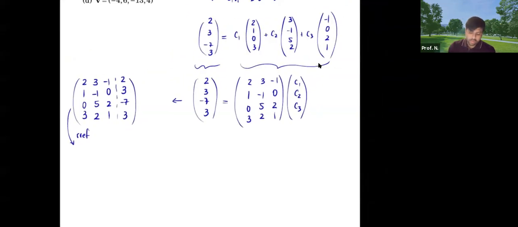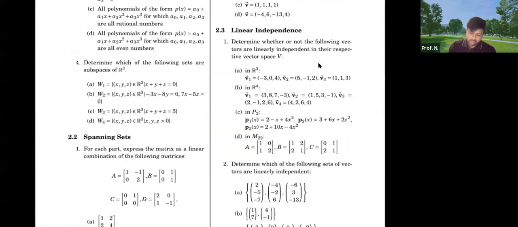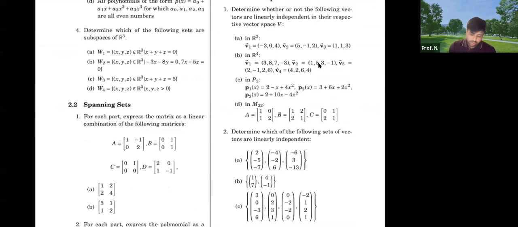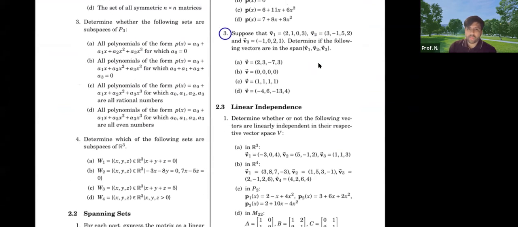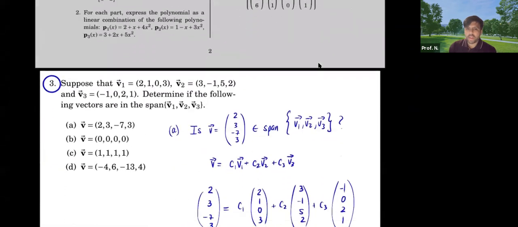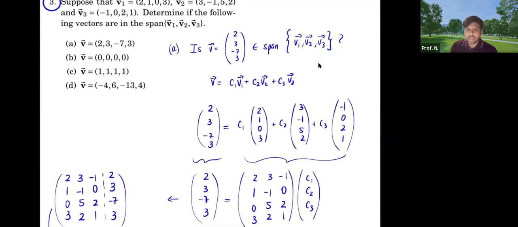What problem is this? Well, welcome, Leo. We are on problem 2.2, number 3. So we're in spanning sets and we're doing number 3, part A. Part A asks, is the vector V in the span of the 3 vectors that we have? If it is in the span, then I can write it as a linear combination of the rest. If I can't express it as a linear combination, then it's not in the span. And so how do we test that?